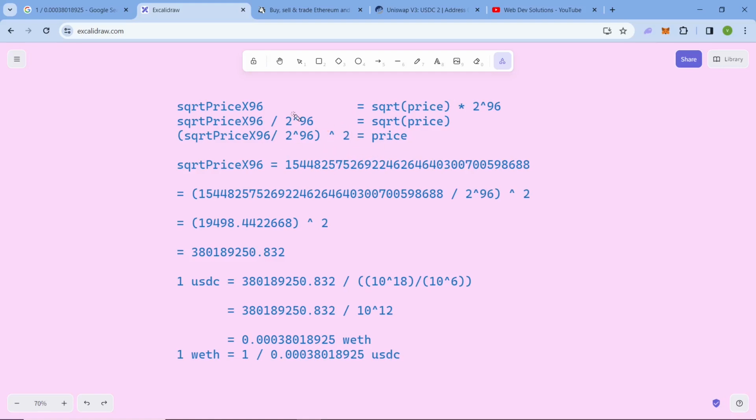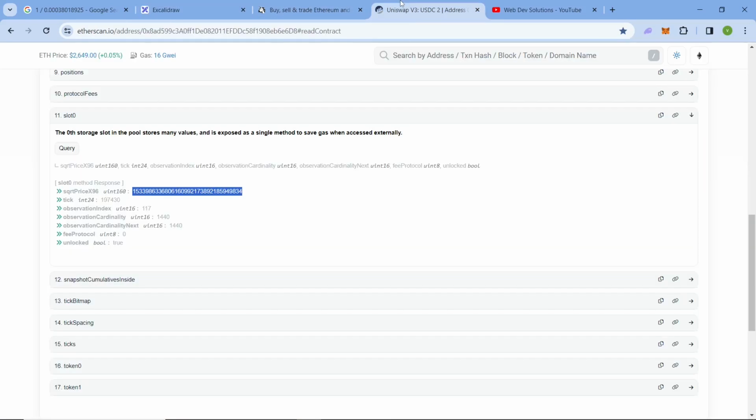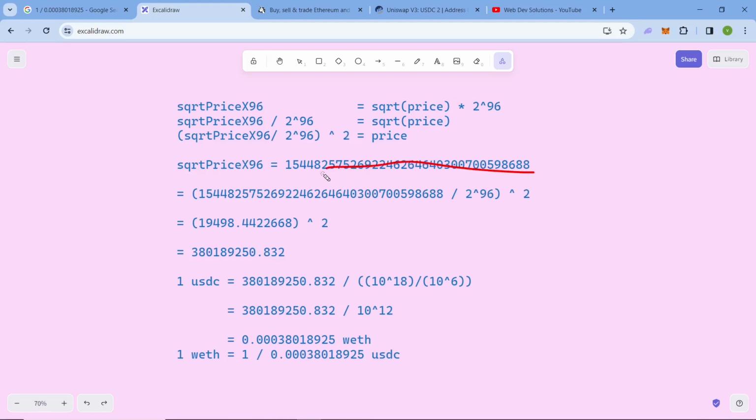I have changed it in a way that we can get the price of the pool, meaning the tokens. This is the same formula which can be used to calculate the price of any tokens in any pool. This number is not the same as what I just copied because it's an older one, from around half an hour back. You don't have to worry about that. You can take the square root price ratio of any pool and calculate the price.